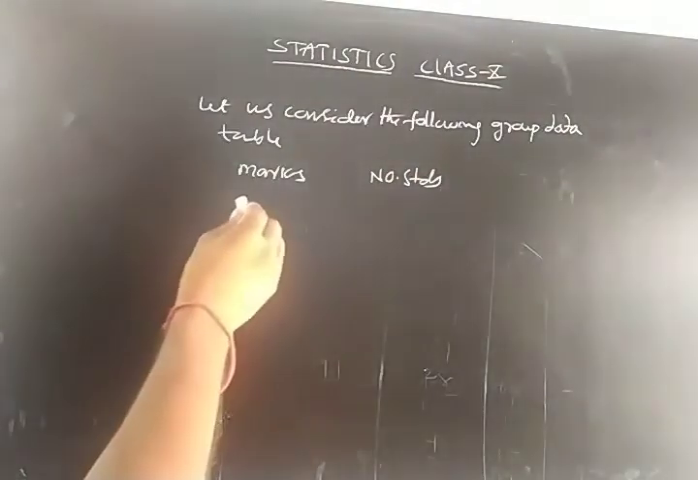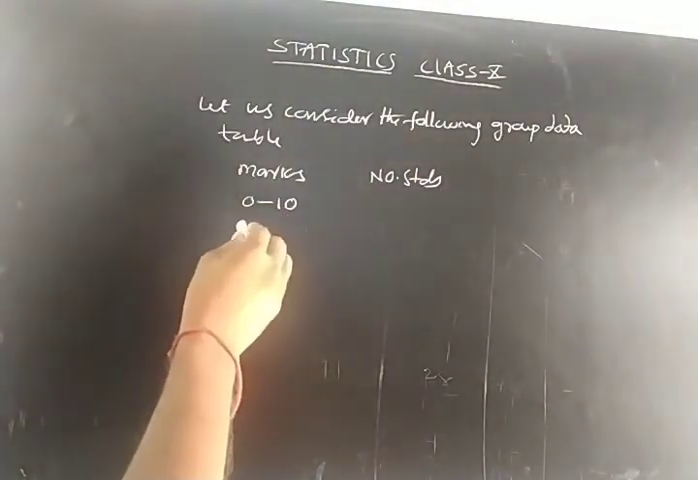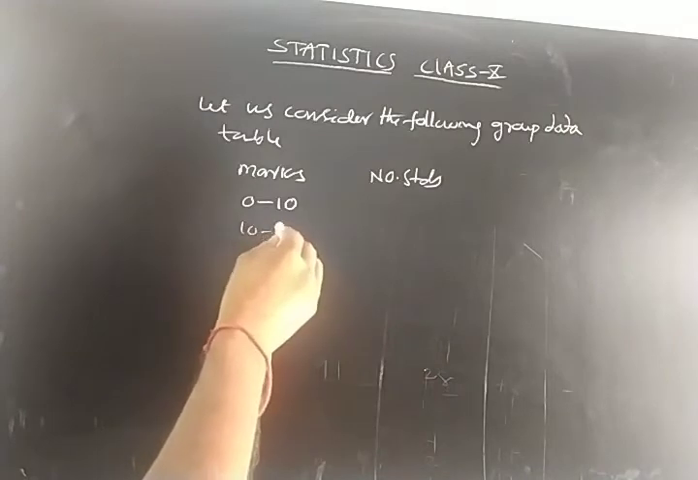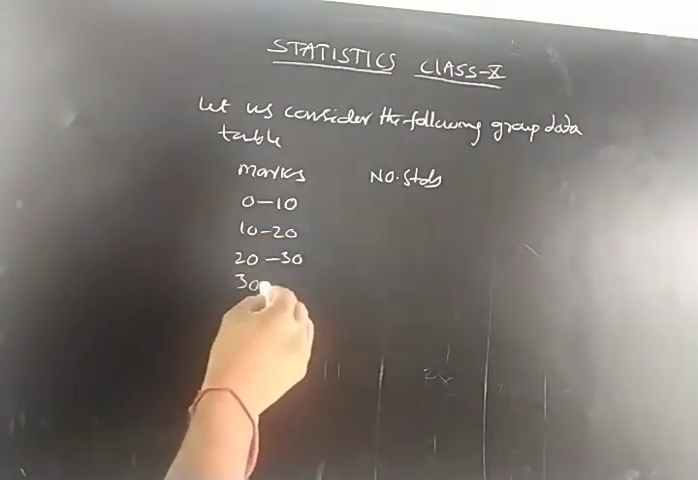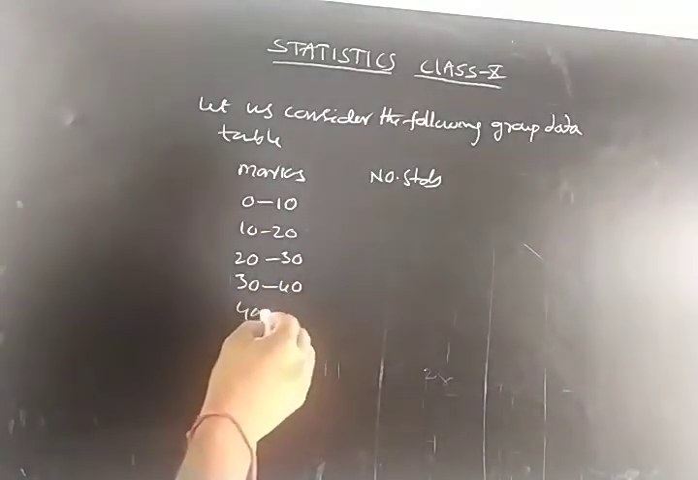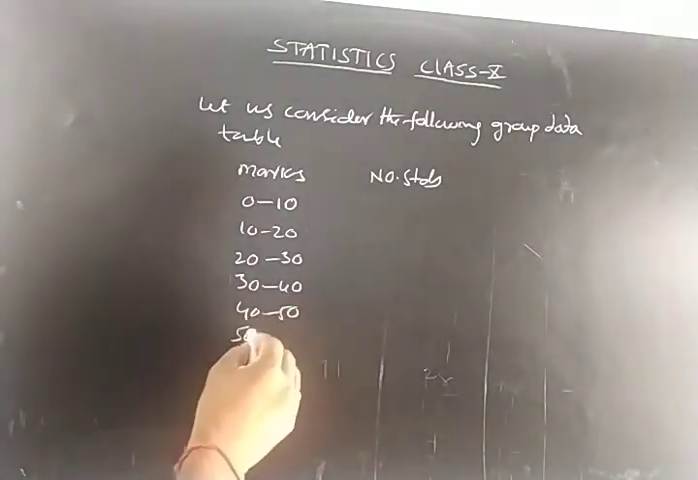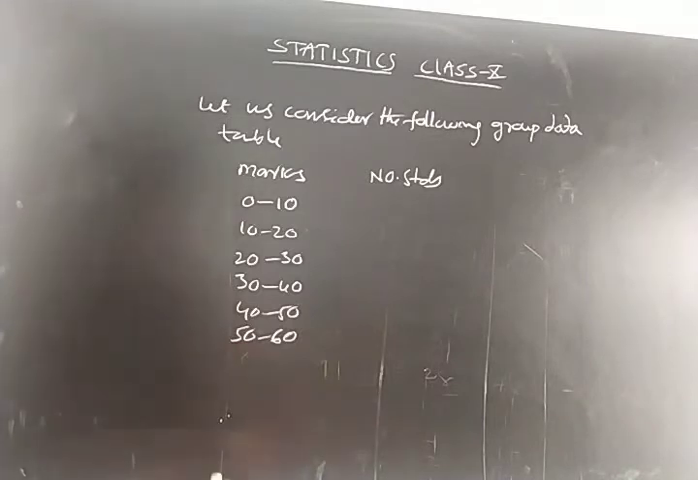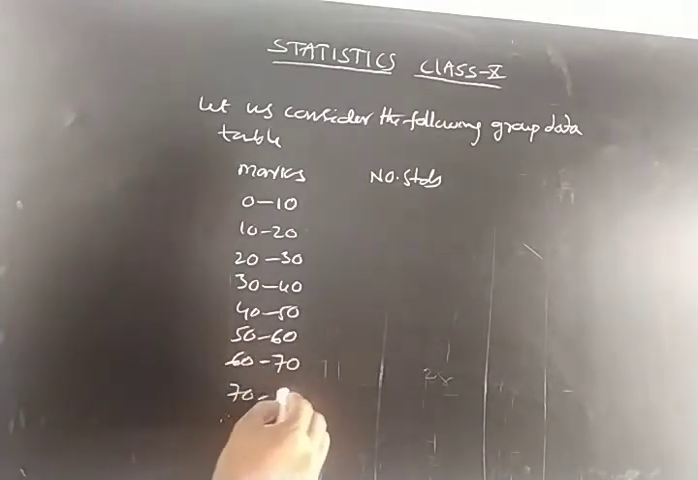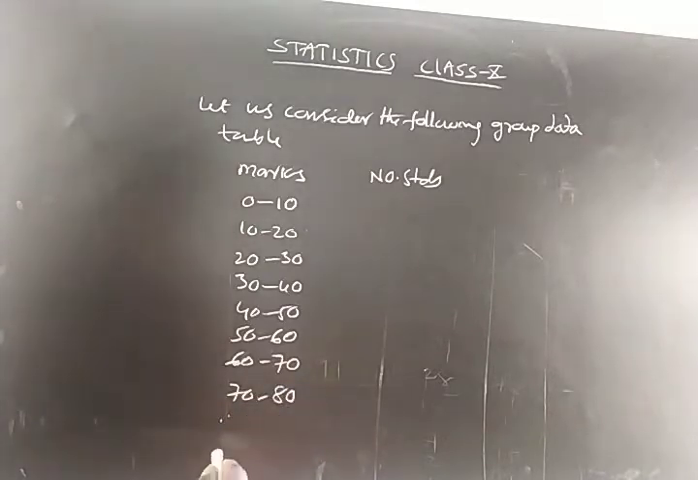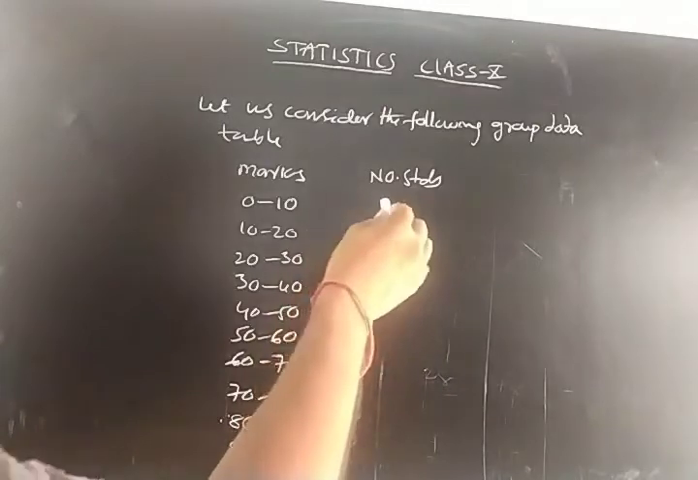So the marks intervals are 0 to 10, next 10 to 20, 20 to 30, 30 to 40, 40 to 50, 50 to 60, 60 to 70, 70 to 80, 80 to 90, 90 to 100. For 0 to 10, how many students got the marks?